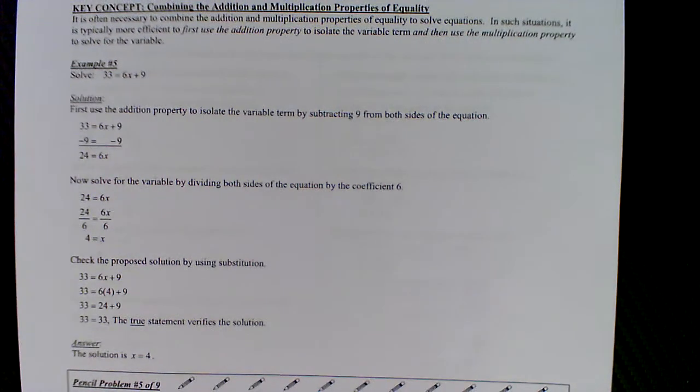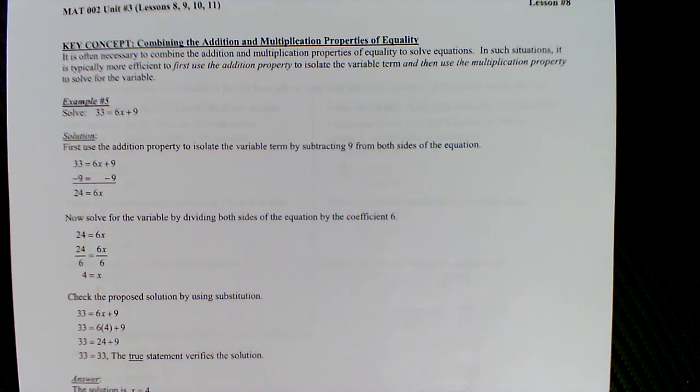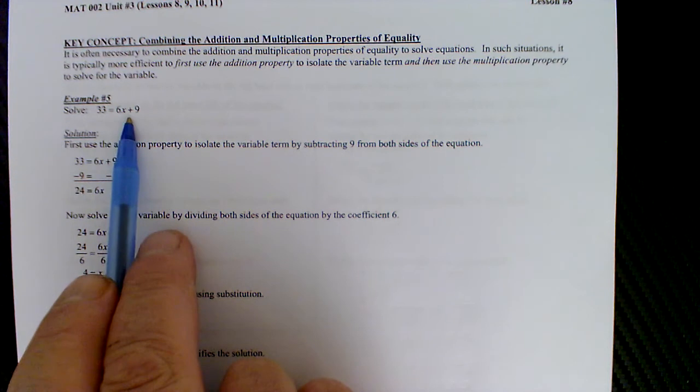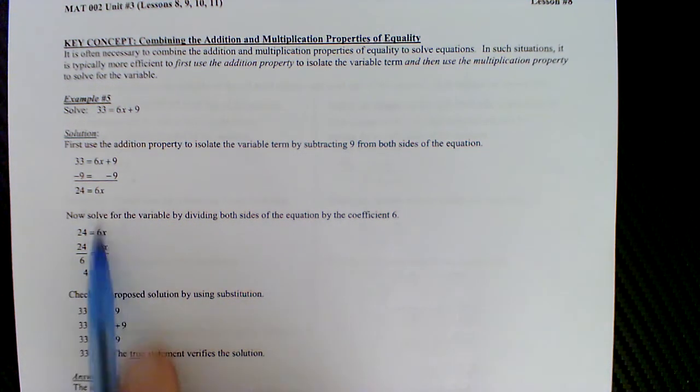Okay, on to the next concept, combining the two ideas, the addition and multiplication properties. The multiplication property, or division property, you could think of it as. Addition is the opposite of subtraction, of course. Multiplication property is the last step. First, the addition property to isolate the variable, and then the division. So notice in this example, just talk through it quickly. We isolated 6x by subtracting 9, and then we did the division. And again, the check optional.